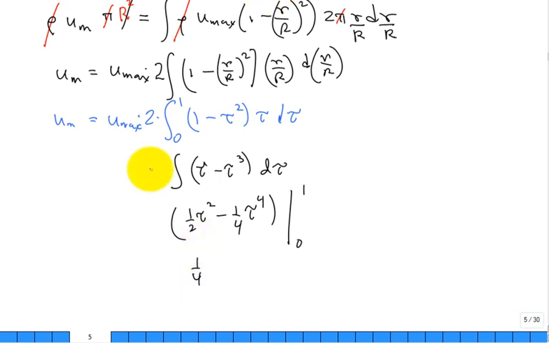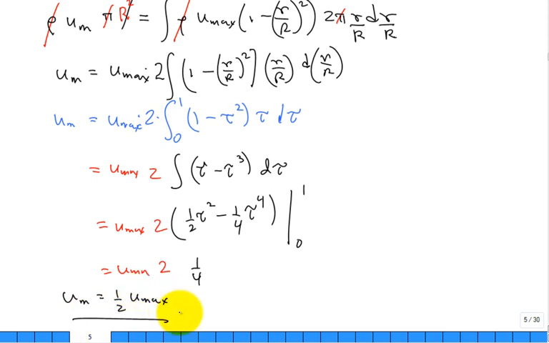Good. Then I have the 2, the 2, the 2. Now I get the 1/2. And then this is my u max, my u max, my u max. And you get the very common or familiar result that the mean velocity for a laminar profile in a pipe is 1/2 the maximum. So this is only laminar.